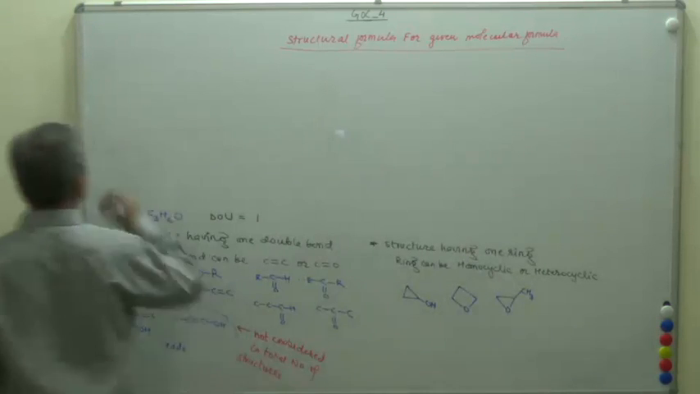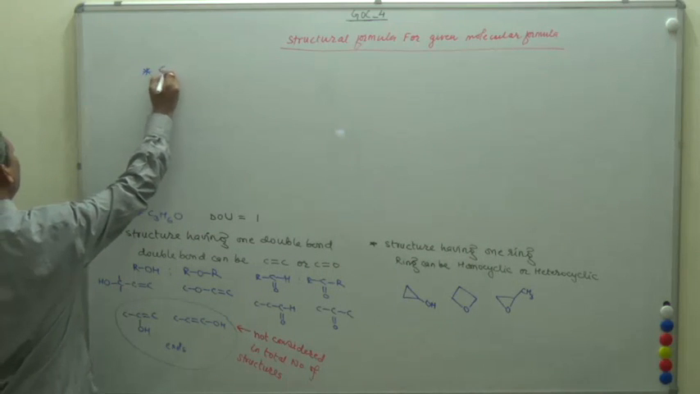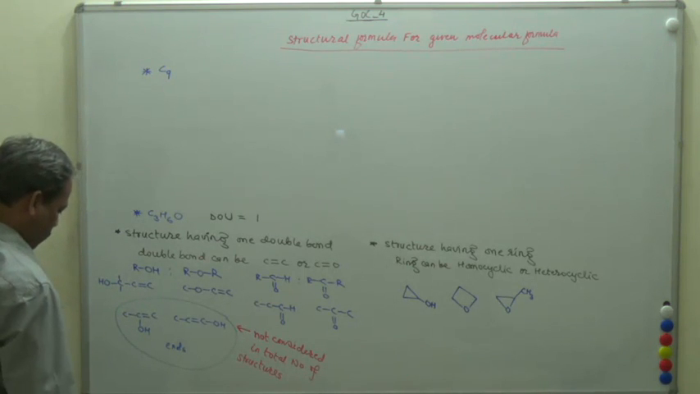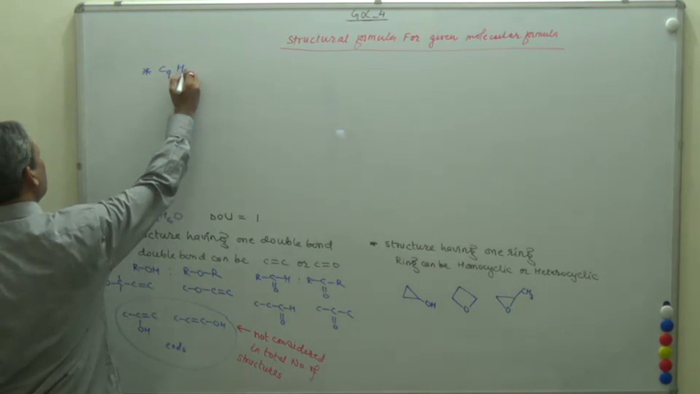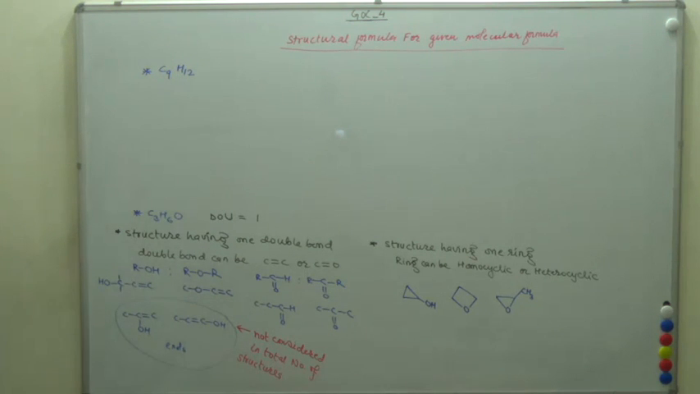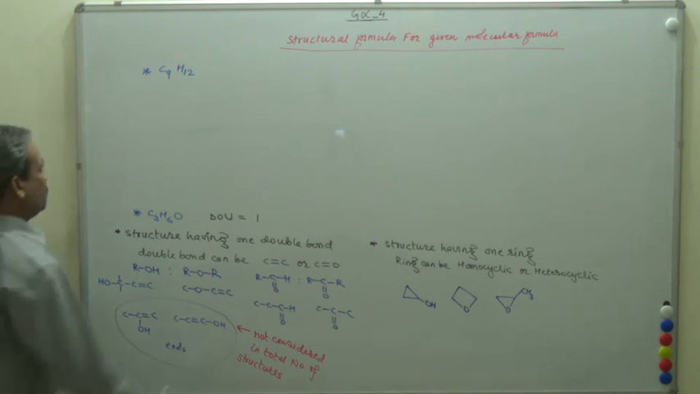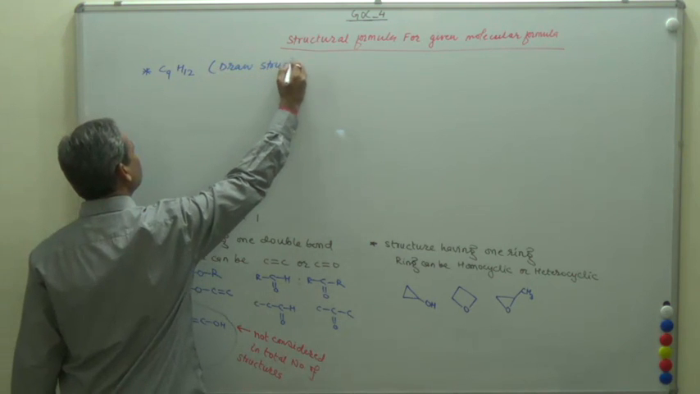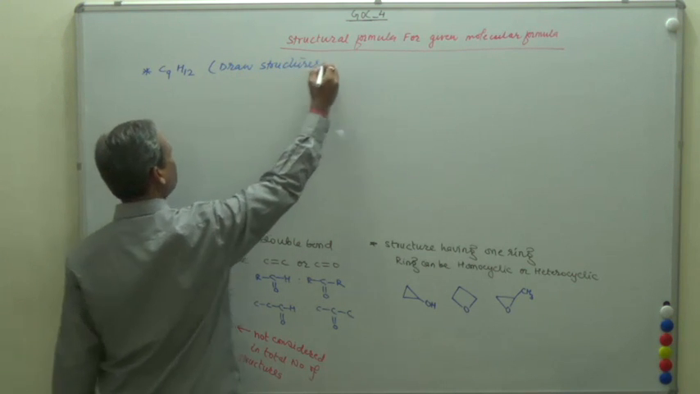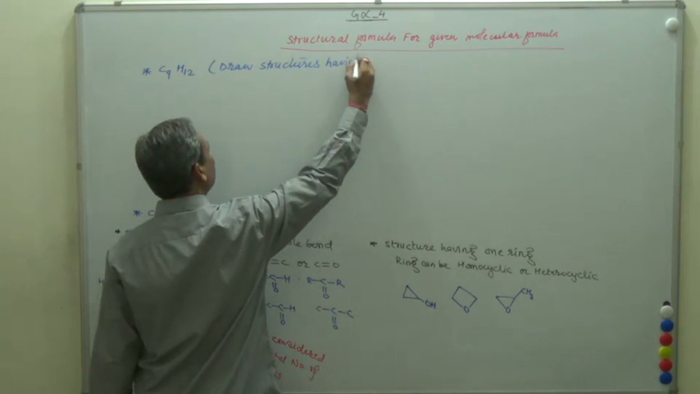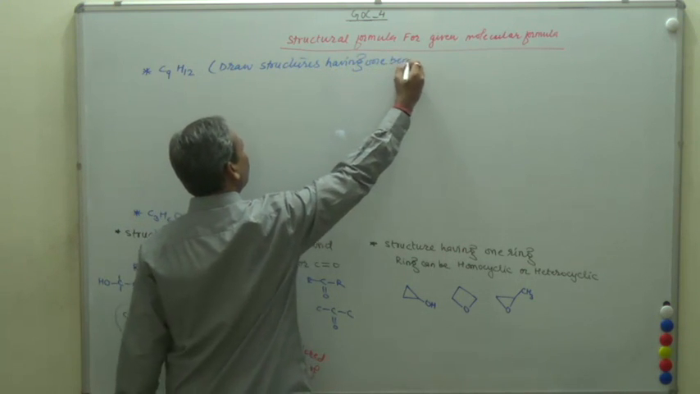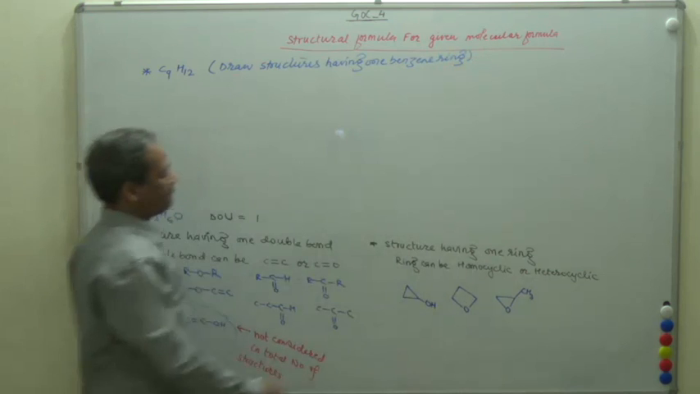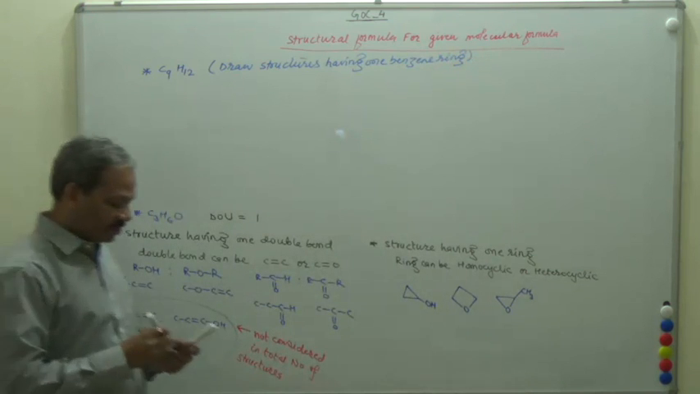Suppose we have one more structure, C9H12. And draw structures having one benzene ring.